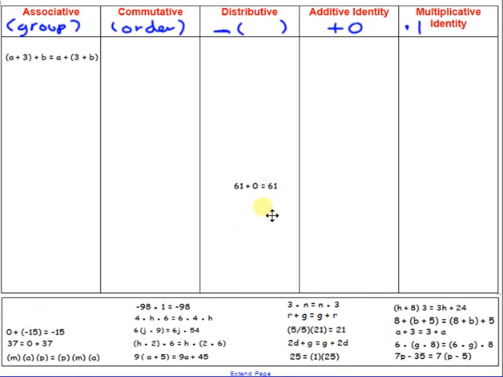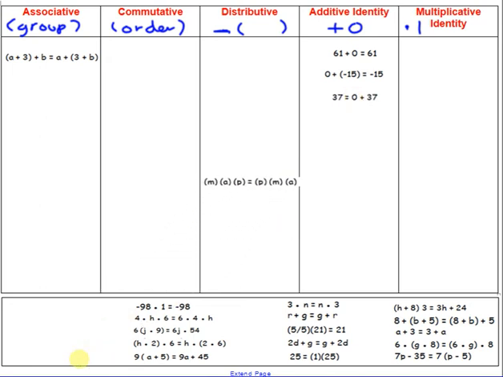Okay, now I have my next one here. 61 + 0 = 61. Oh, I see that plus 0 belongs in the additive identity. Over here, I have 0 + (-15) = -15. Now, I know we haven't done negatives yet, and that's okay, because the big thing is the plus 0, which means it's also additive identity. So over here, I have 37 = 0 + 37. Again, look at that plus 0. I know I have an additive identity.